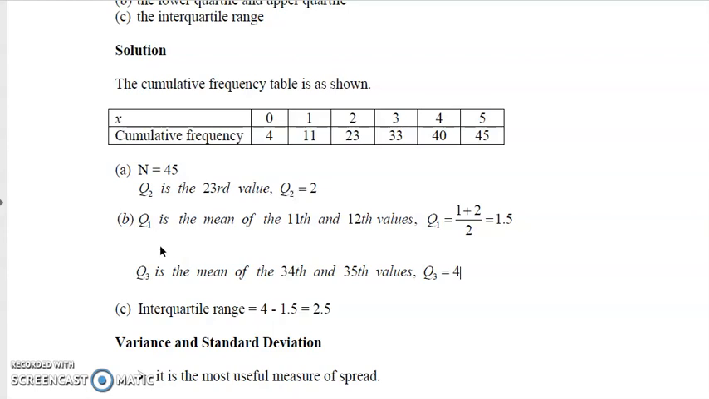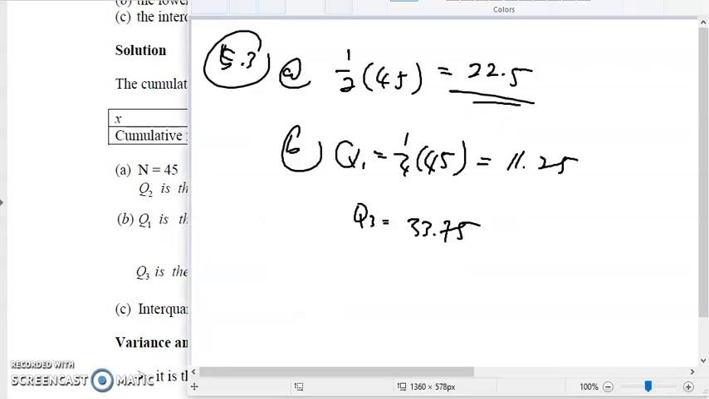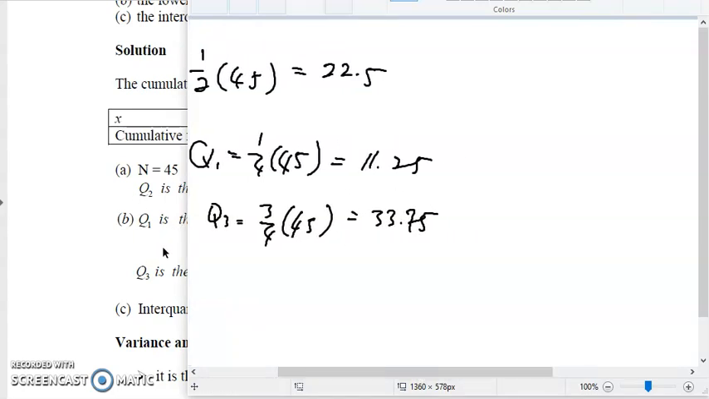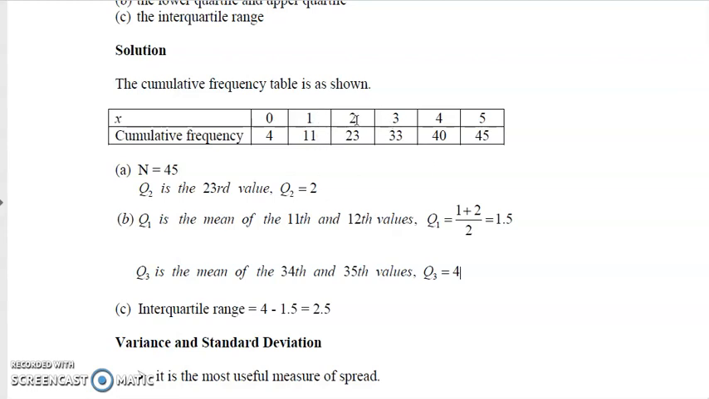And then we are going to find the lower and upper quartiles, Q1 and Q3. For Q1, we have 1 over 4 of 45, which is equal to 11.25, and Q3 is 3 over 4 of 45, which is 33.75. You can see over here for Q1, 11.25 is located between 1 and 2. That's why Q1 is 1 plus 2 divided by 2, which is equal to 1.5. I hope you're clear about this part.